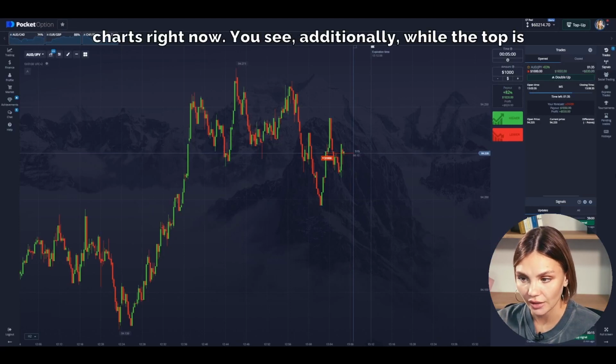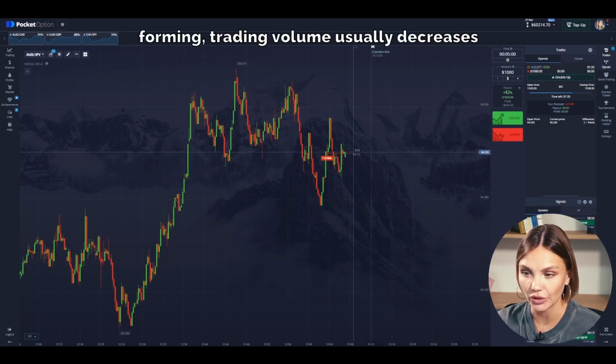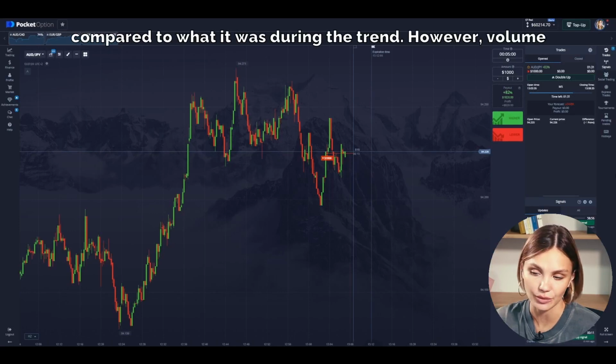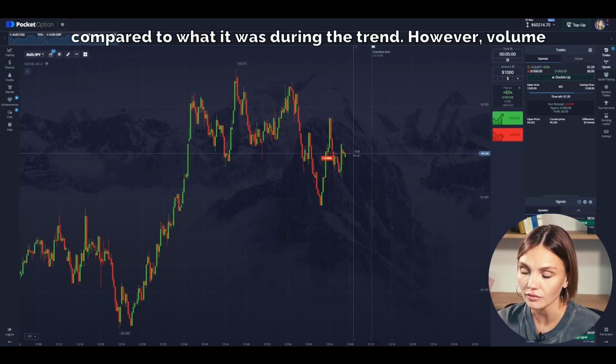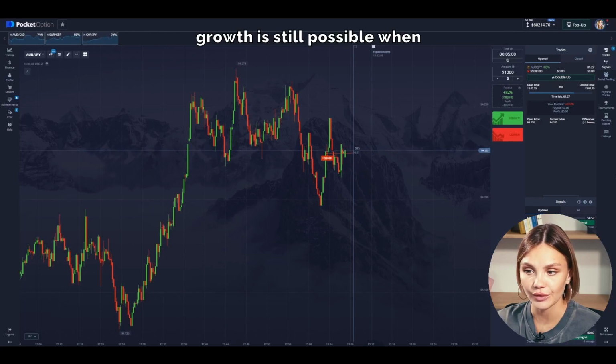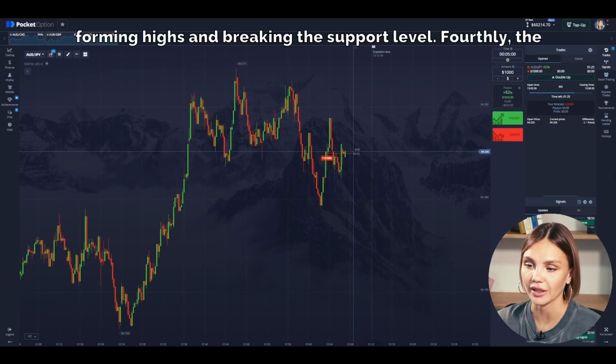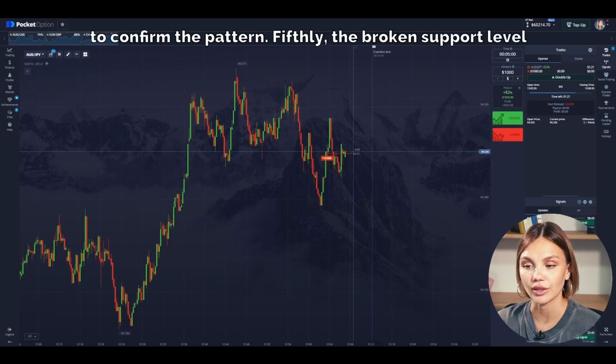You see, additionally, while the top is forming, trading volume usually decreases compared to what it was during the trend. However, volume growth is still possible when forming highs and breaking the support level. Fourthly, the price must break support level to confirm the pattern.